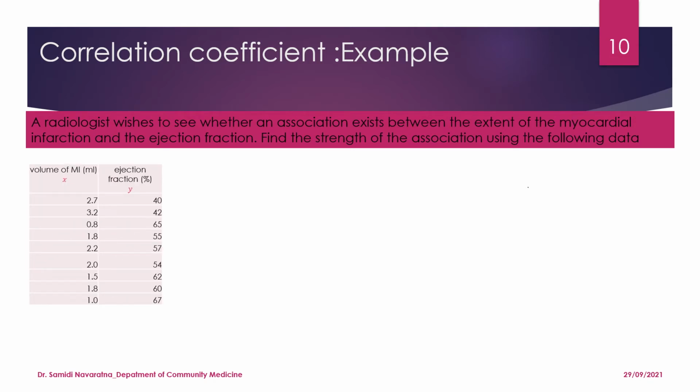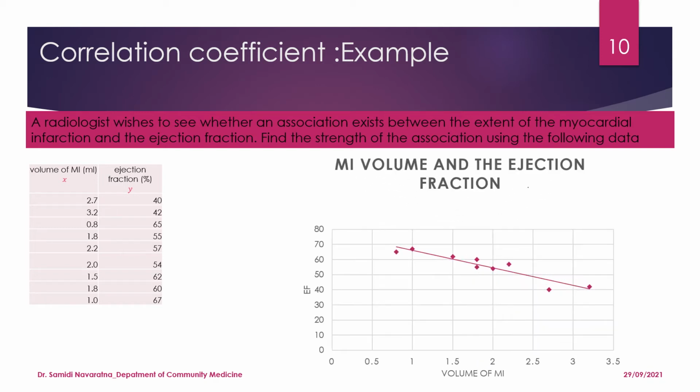So here it is. We have taken the ejection fraction, the dependent variable, to the y-axis, and the volume of myocardial infarction to the x-axis. So this is the scatter plot, and as you can see, there's an inverse relationship or a negative correlation between the two variables. And now we have to calculate the correlation coefficient and see whether the correlation coefficient will be a negative one. We'll see, right?